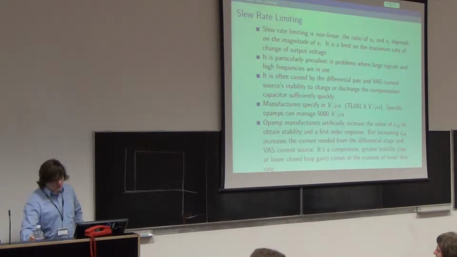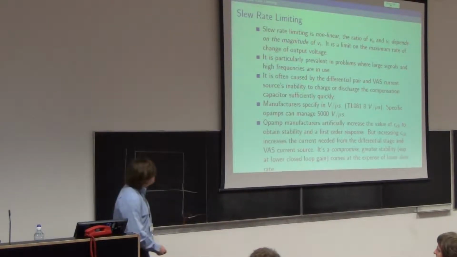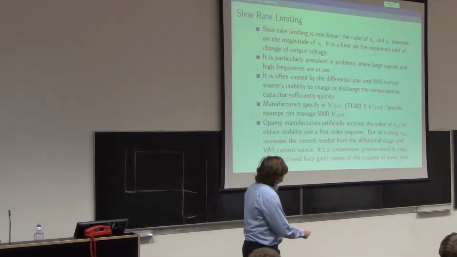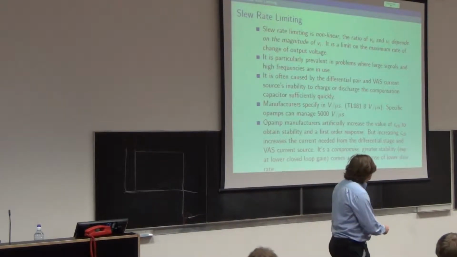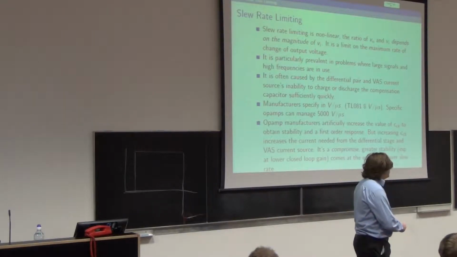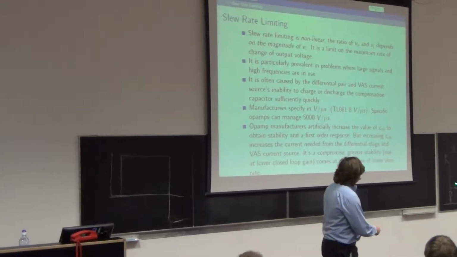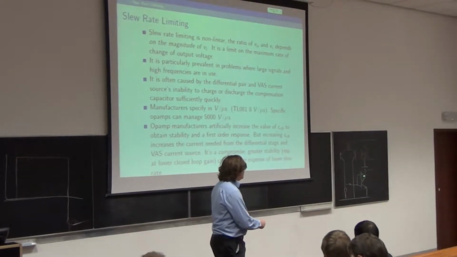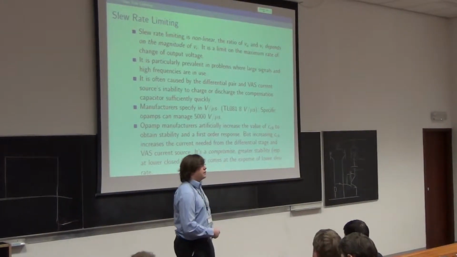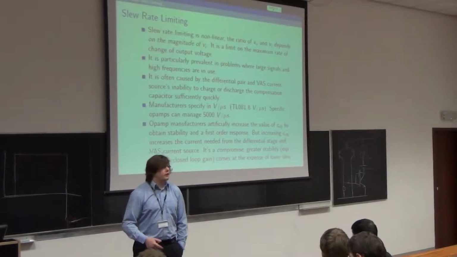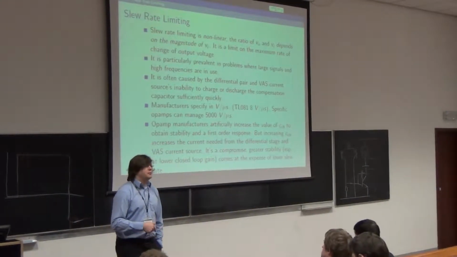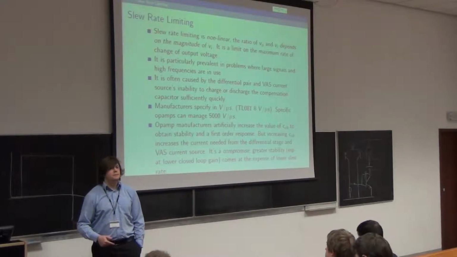So the op-amp manufacturers will be artificially increasing CCB. Well, of course, CCB is the depletion capacitance of the base collector junction. I will call this CCB as well, and I will make believe that I'm just adding one to the other because they're in parallel anyway. And the bit that I will add will be much bigger than what CCB is anyway.